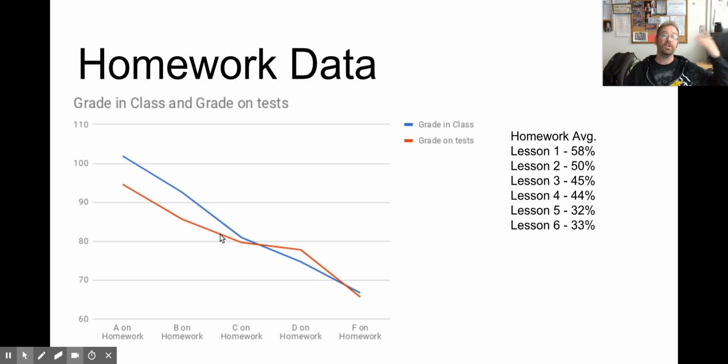So you'd think that logically, a student would be like, oh, I should probably start doing my homework. But that's not the case. This is super interesting. Over here, see the homework average. We went through 6 chapters or lessons, I call them. On the first one, the students had a 58% average on their homework. And it goes 50, 45.